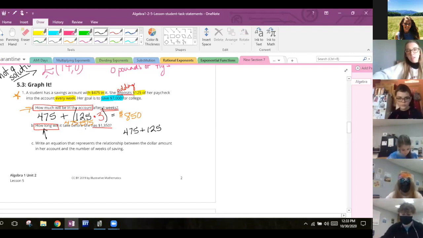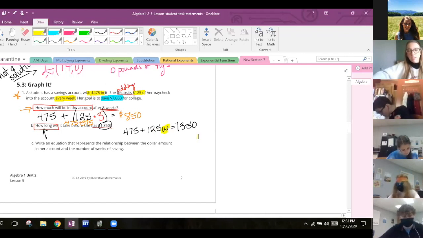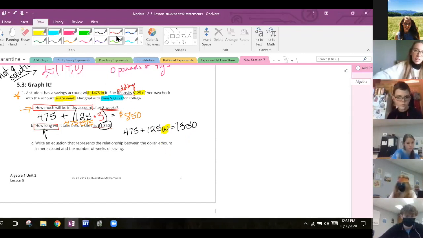So what can we use in place of a value we don't know? A variable. What would work for the amount of weeks? W. Okay. So I'm going to do 125W, and that equals, what amount are we trying to figure out? 1,350. Good. Okay, so we're wanting to know how many weeks. So we've got to find out our W. So how am I going to find W?